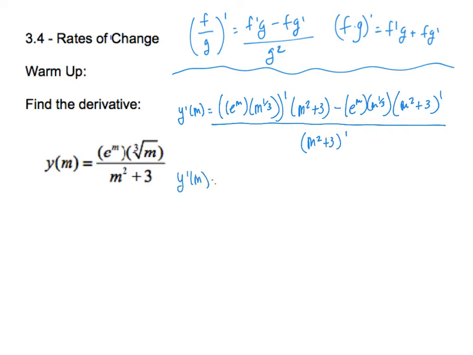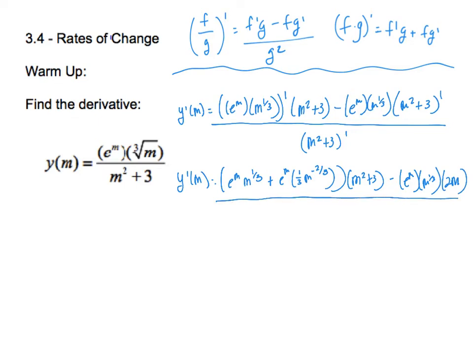Okay, so now when I'm actually deriving, here's where I'm using my product rule. So e to the m derives and stays e to the m, m to the 1/3 stays, plus e to the m stays, m to the 1/3 derives to 1/3 m to the negative 2/3, times m squared plus 3 stays, minus e to the m times m to the 1/3 times 2m, divided by m squared plus 3 quantity squared.